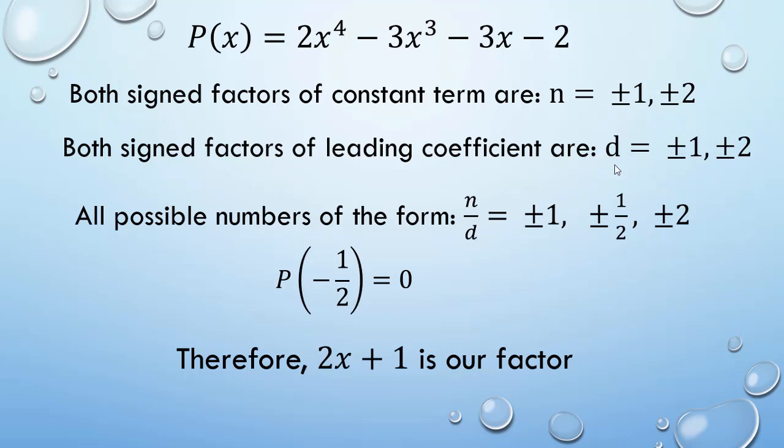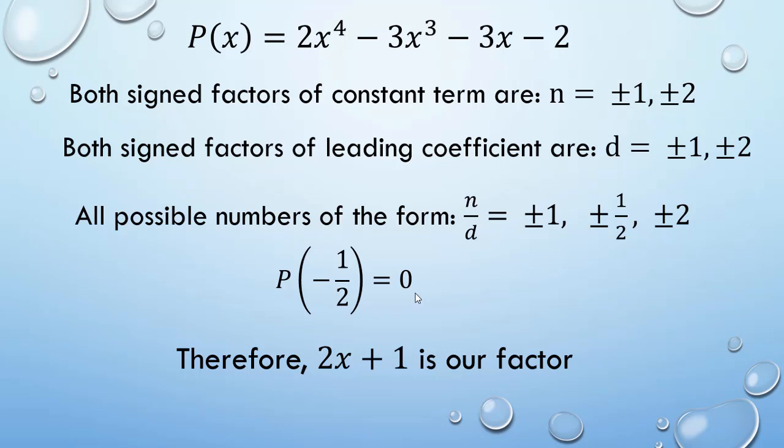I named it d. Okay, now all the possible numbers of the form n by d, look, plus minus 1 by plus minus 1, it is plus minus 1. Then plus minus 1 by plus minus 2, it is plus minus half. Plus minus 2 divided by plus minus 1, it is plus minus 2. And plus minus 2 divided by plus minus 2, it is plus minus 1. Again, for one of these numbers, p of x is going to be 0. So in this case, p of minus half is 0.